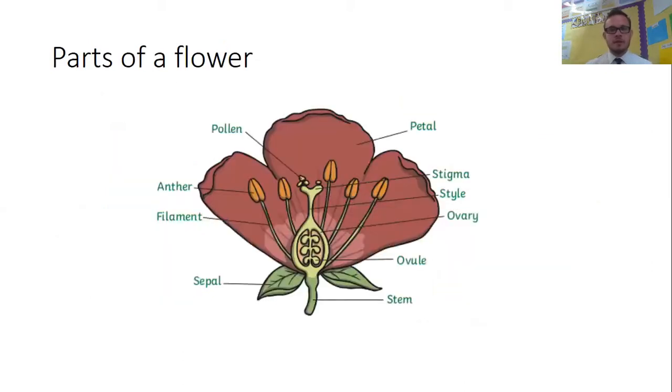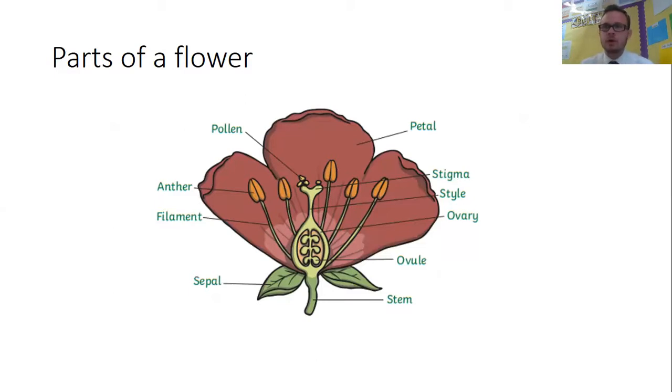So these are the parts of the flower. So first thing for you to do is, I would like you to copy this picture down and copy down exactly where the words are as well. Pause the video, have a go at that.